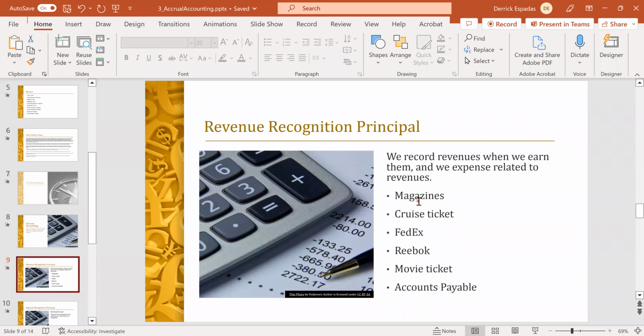So just because I sold you a year's worth of magazines, I haven't earned that revenue. I can't record revenue for a magazine I haven't sent you yet. It's in December, we're in January. Same thing with cruise tickets. You usually buy a cruise ticket ahead of time, but the company only recognizes that revenue when you take the cruise. Until then, they haven't recognized the revenue.